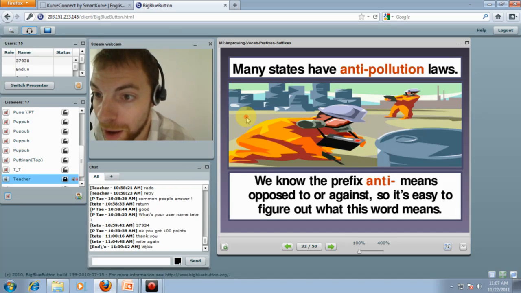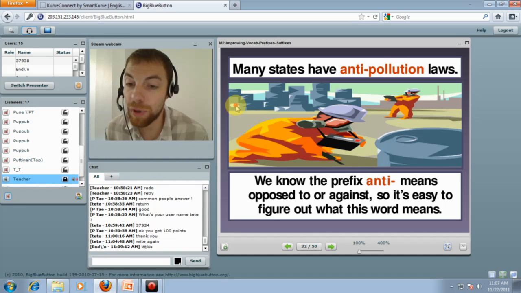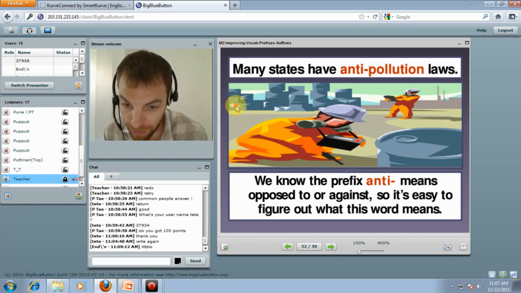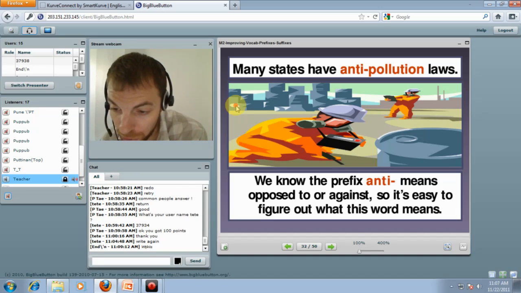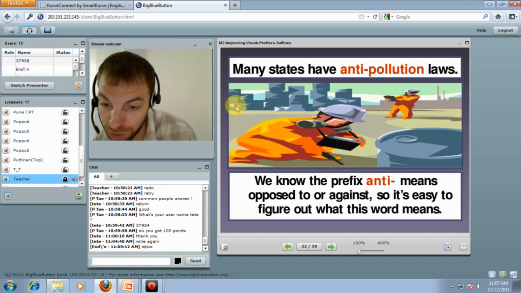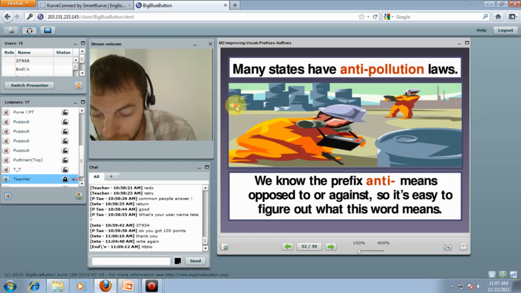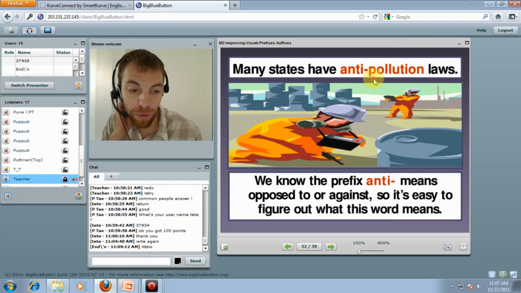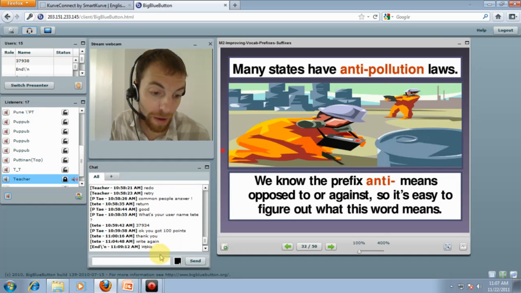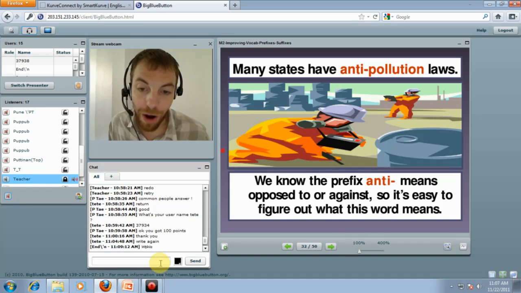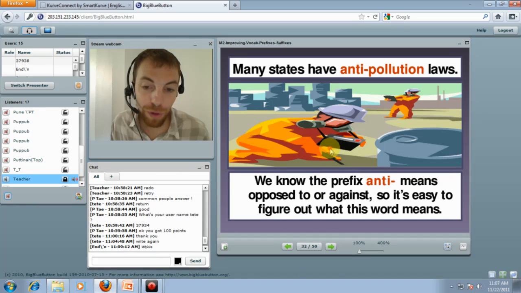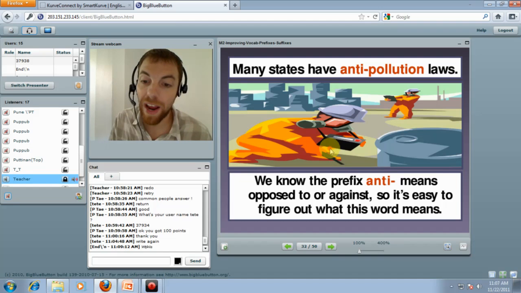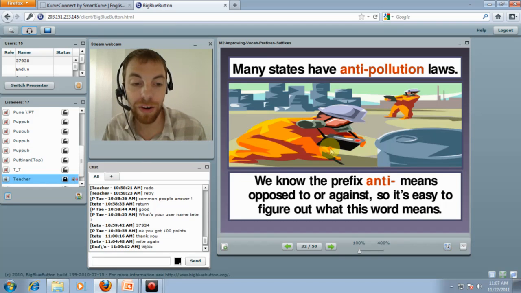Alright. Many states have anti-pollution laws. We know the prefix anti means opposed to or against, so it's easy to figure out what the word means. So pollution. What is pollution? Think about pollution. What is that? Anyone know? Pollution like smoke or trash or dirty air, dirty water.